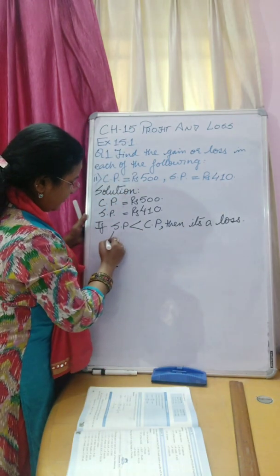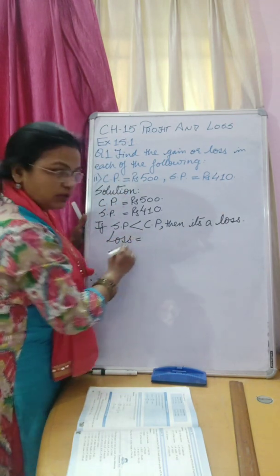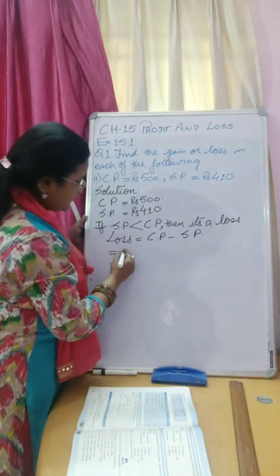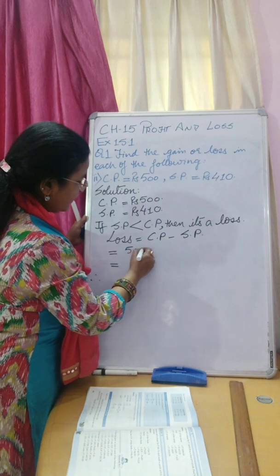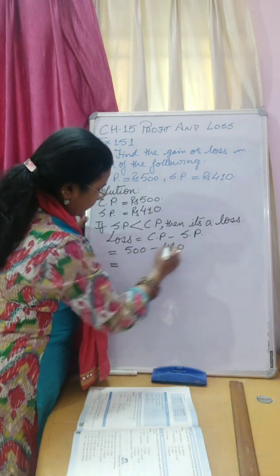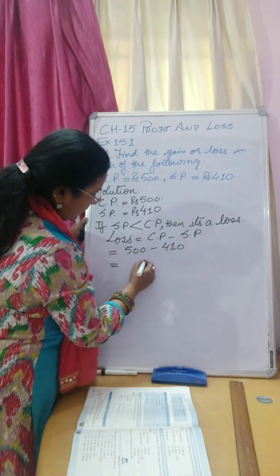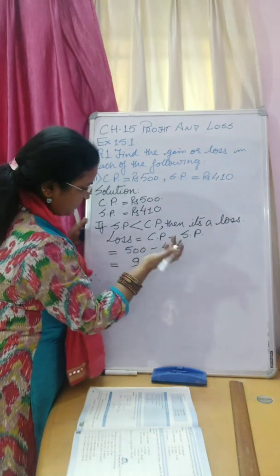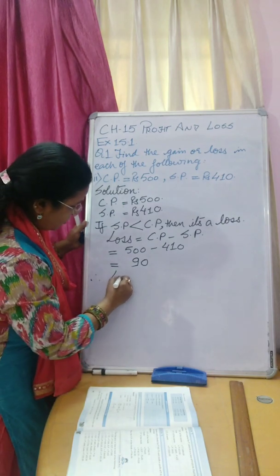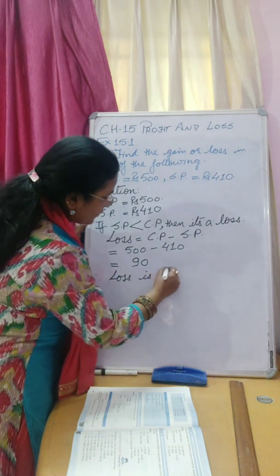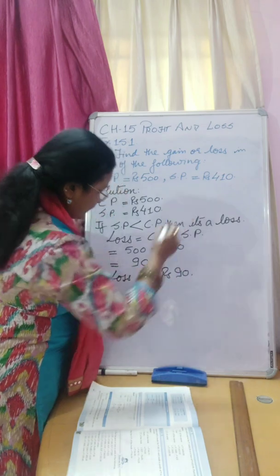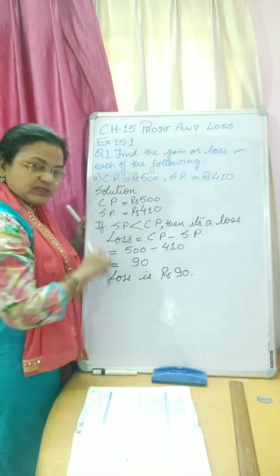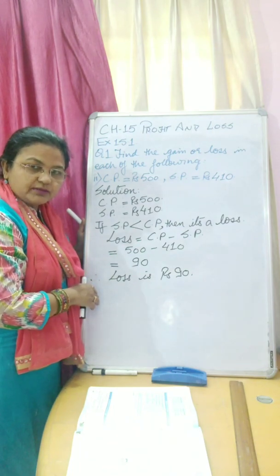So we'll write here formula for loss. Loss is equal to what? CP minus SP. What is CP? 500. SP 410. So we'll subtract. 10 minus 1 is 9. This 5 becomes 4. So 4 minus 4 is 0. So therefore loss is rupees 90. So this is how we are going to take out loss when SP is smaller than CP.